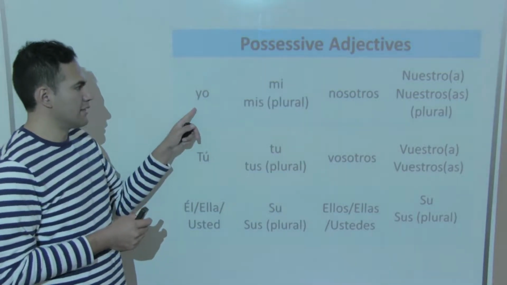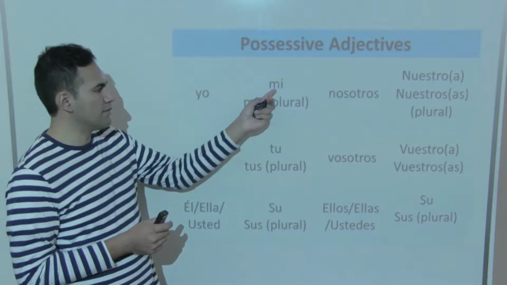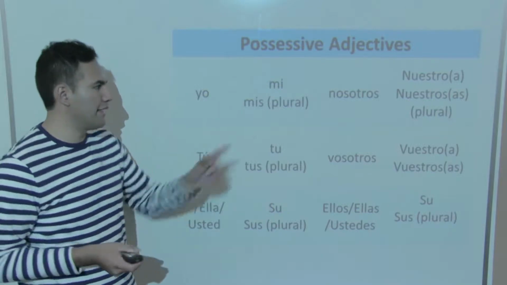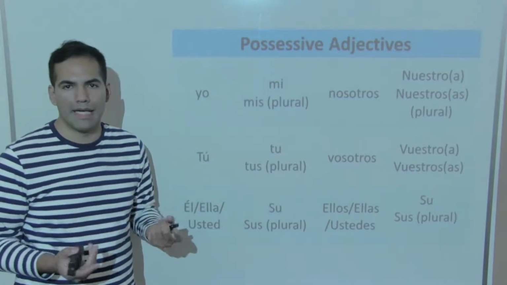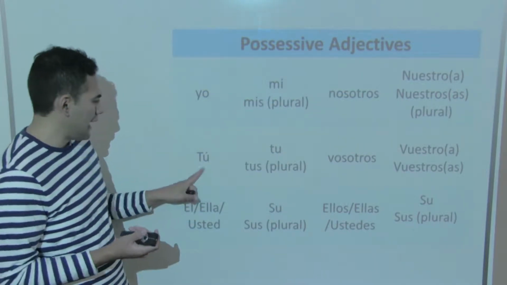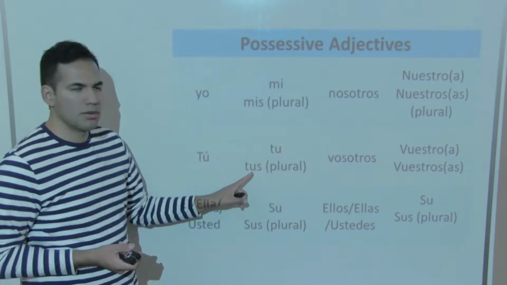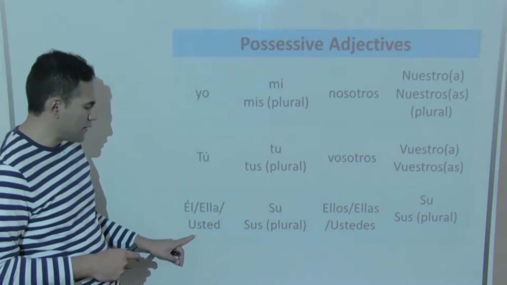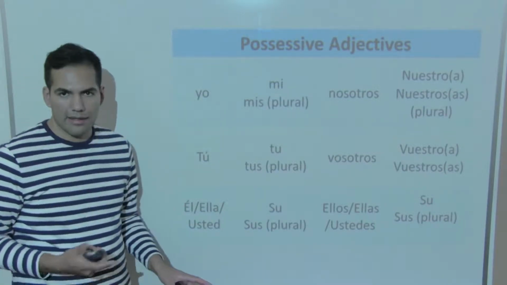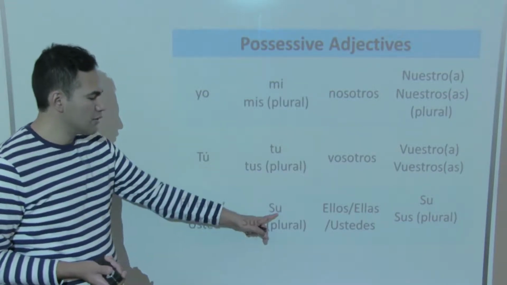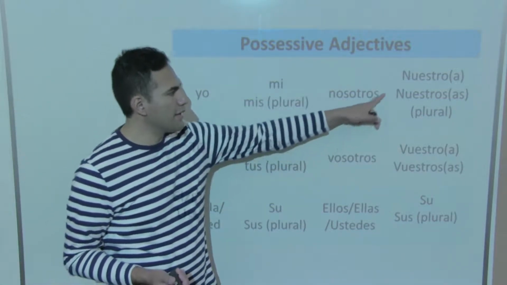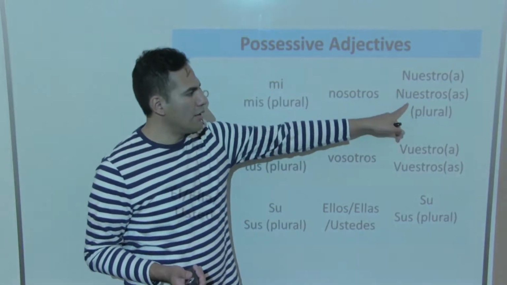For the yo person, we're going to use mi or mis, which stands for my. Tu or tus, which stands for your. Él, ella, usted, they are all going to share the same form of the adjective: su and sus. Nosotros, nuestro, nuestros.